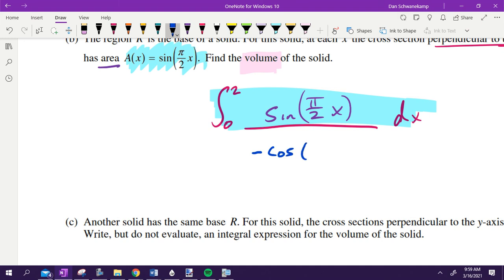Negative cosine. We would rewrite the inside, and then I need to divide by the derivative of the inside. This is a mental u-sub question. Since the derivative of u is a constant, I can just divide by the derivative of the inside. What is the derivative of this thing right here? The derivative of that is pi over 2, right? It's just pi over 2. So if I'm dividing by pi over 2, I'm really multiplying by 2 over pi. That right there is the antiderivative.